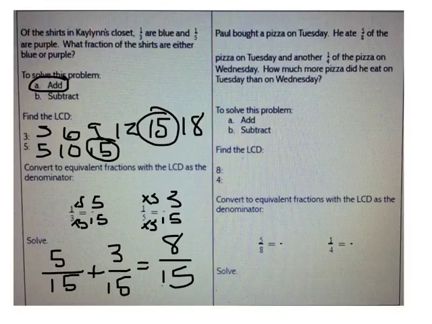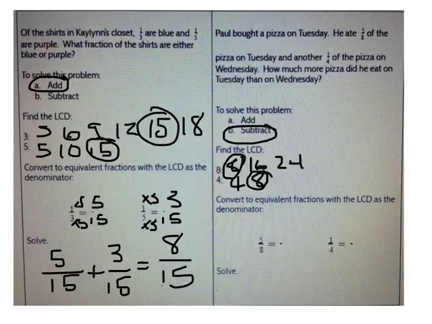Paul bought a pizza on Tuesday. He ate 5/8 of the pizza on Tuesday and another 1/4 of the pizza on Wednesday. How much more pizza did he eat on Tuesday than on Wednesday? What do I need to do to solve this problem? This is a subtraction problem because I'm finding the difference in the amount of pizza he ate. What's the least common denominator for 8 and 4? The least common denominator is 8.